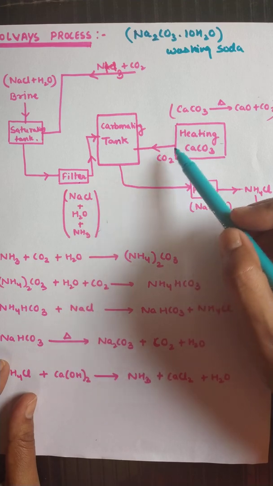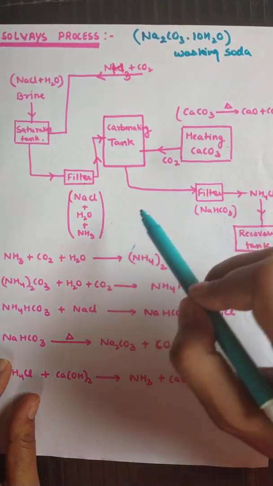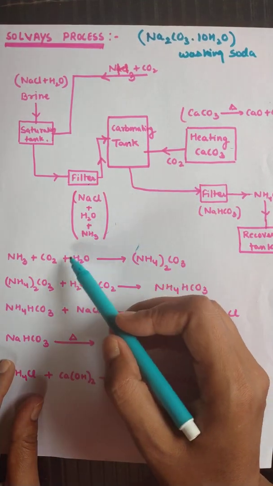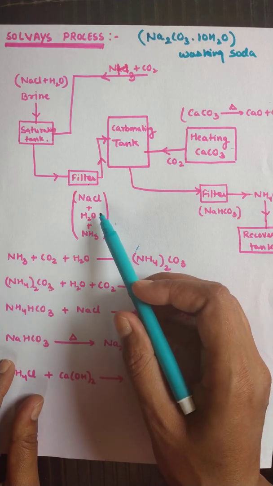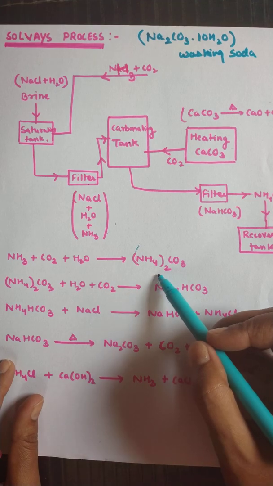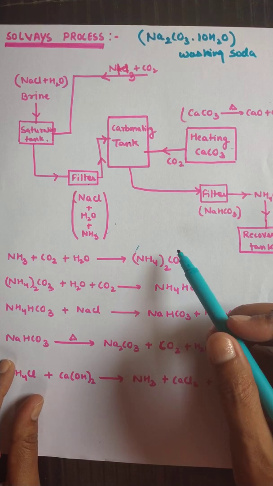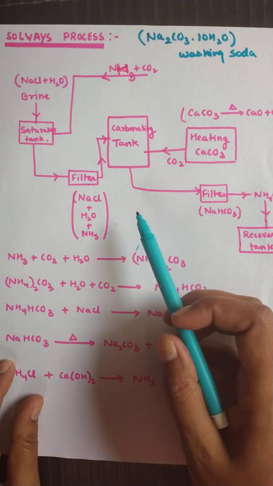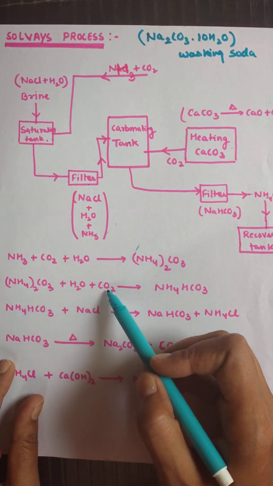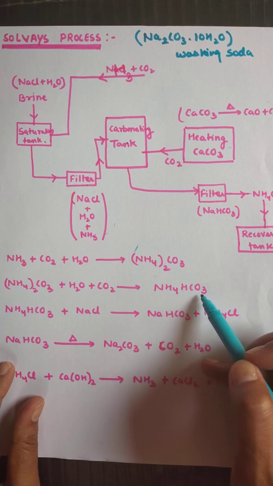Now here this carbon dioxide reacts with these compounds. How does it react? Ammonia reacts with carbon dioxide in the presence of an aqueous medium to form ammonium carbonate. Then this ammonium carbonate again reacts with carbon dioxide, because carbon dioxide is present in excess, to form ammonium bicarbonate, or ammonium hydrogen carbonate.